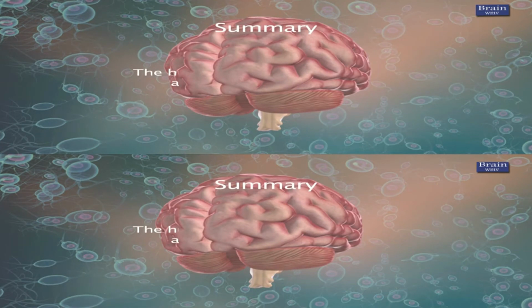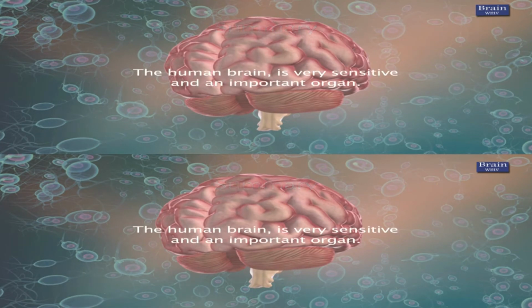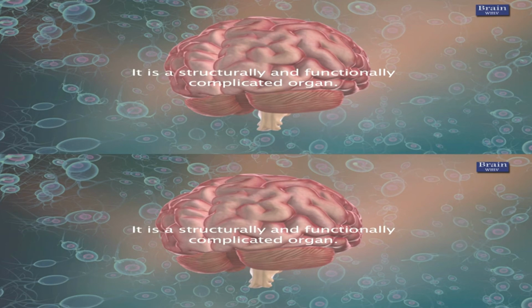Summary: the human brain is a very sensitive and important organ. It is a structurally and functionally complicated organ.